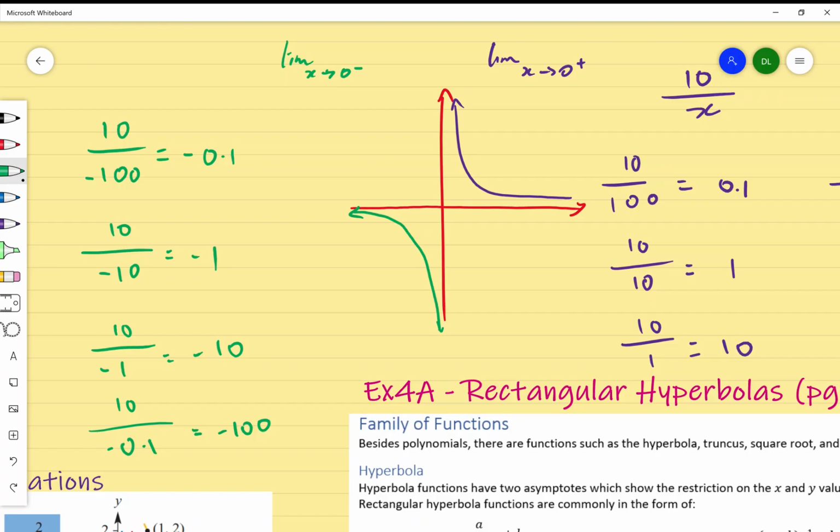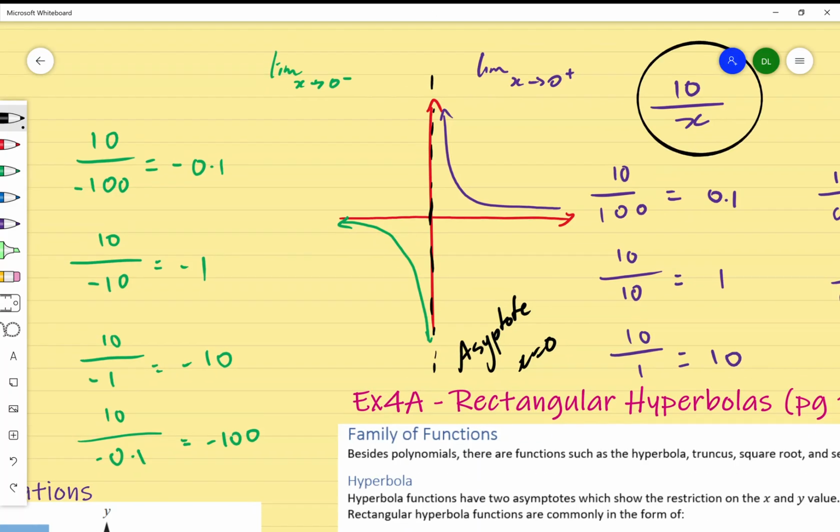Now it's not possible for a value like 10 over 0 to have two different answers, so we say it's undefined. What's happening is that there's an asymptote. You remember the term asymptote from our previous topics? An asymptote where x equals 0. Because if I have, for example, 10 over x, x cannot equal 0. If x equals 0, we've got a value that's not defined and therefore doesn't exist. So this is what we call a vertical asymptote, because it's vertical.